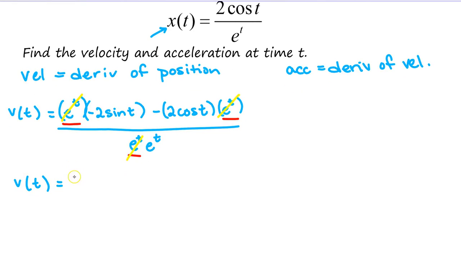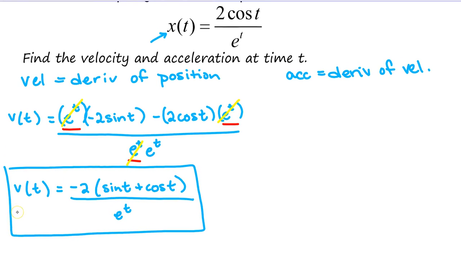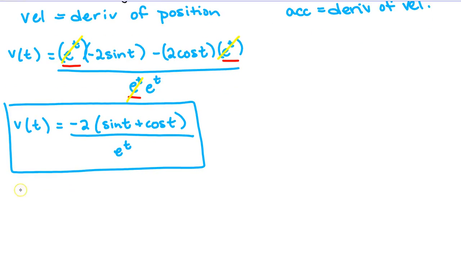So now what do we have? I'm going to factor out the -2. So we have -2 times the quantity sine t plus cosine t over e to the t. That's velocity. It's slightly more complicated than position was, and we have to find the acceleration, so we're going to take the derivative one more time. So the acceleration is the derivative of velocity, so we're going to go through and do the exact same thing again using the quotient rule.